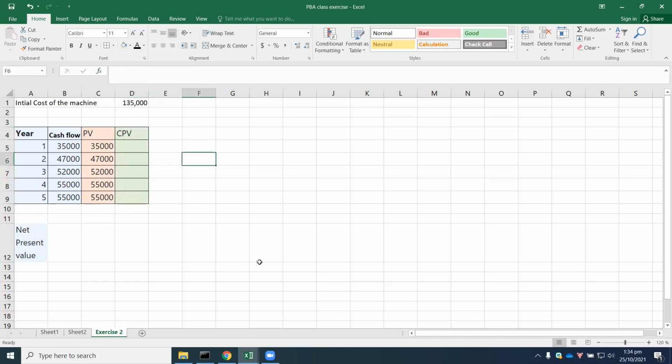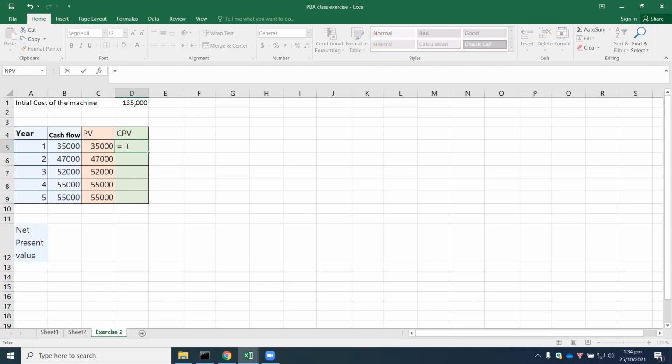Okay, have you calculated your answers already? The values are correct, right? Now, why do you get the same answer? Because remember, 1 to the power of 1 will give you a value of 1. 1 to the power of 2 is 1 times 1, which is still 1. 1 to the power of 3 is 1 times 1 times 1, which still gives you 1. So anything divided by 1 gives you that same value. If it's 35,000 divided by 1, it gives you 35,000. If it's 47,000 divided by 1, it gives you 47,000. So these values are correct.